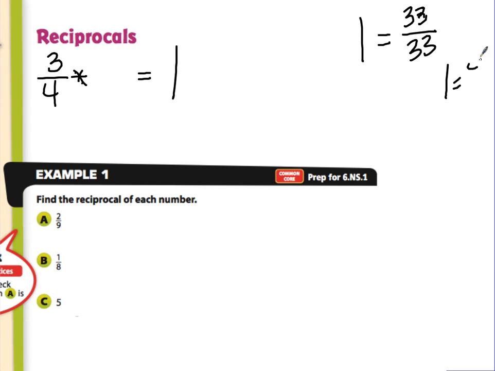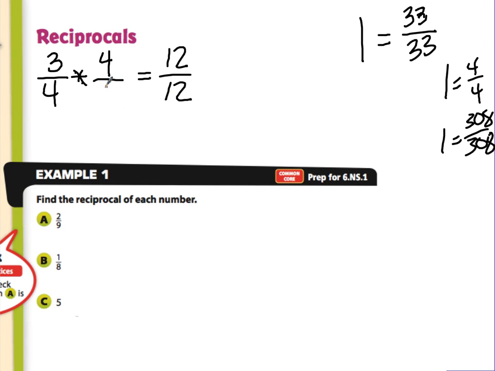So that could be 4/4, that could be 308 over 308. It doesn't matter. As long as it's the same on top and on bottom, it is going to be equal to 1. So I have to think of what is going to allow me to get something that's the same on top as it is on bottom. Well, if I do 3 times 4, that'll give me 12. And then to get 12 on the bottom, I could do 4 times 3, and that would give me 12/12. This is always going to work.